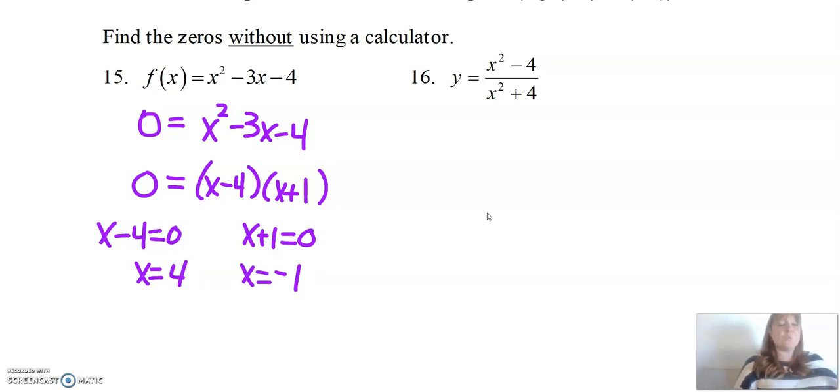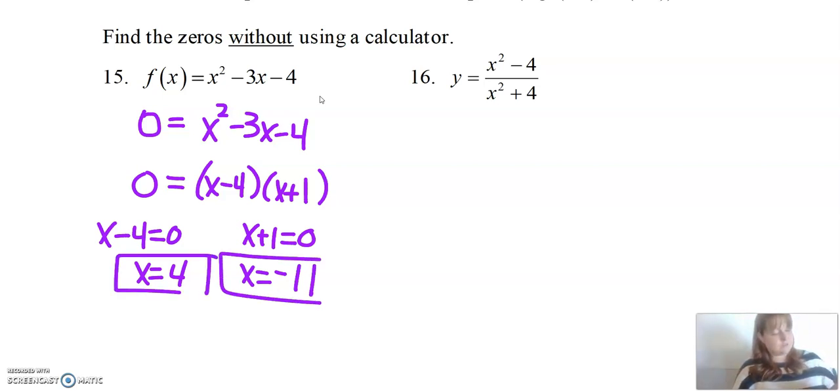If I put either one of those numbers into this function, I would get out 0. And you can test it. Go ahead. So negative 1 squared is 1 minus 3 times negative 1. So negative 3 times negative 1 is a positive 3. So we have positive 1 plus 3, which is 4, minus 4, which is 0. And then if we put 4 in, we get 16 minus 12 minus 4, which is also 0. So both of those are zeros. So our zeros of this are those.